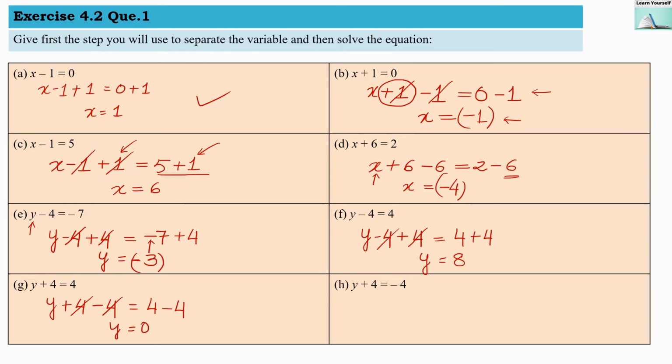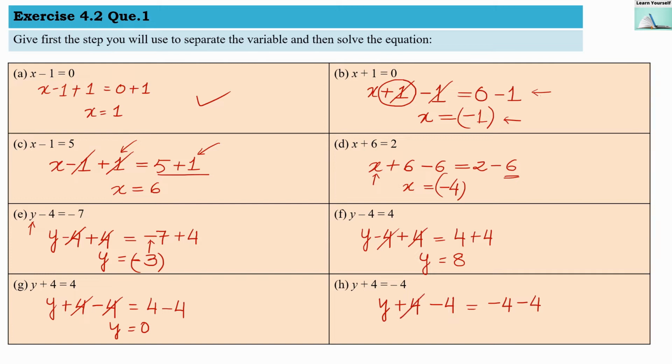Equation H is y plus 4 equals to minus 4. So y plus 4 is already there. So I am going to subtract 4 here, and similarly towards RHS I am going to subtract 4. We cannot change the sign. Whatever sign we are using to separate the variable, same sign, same number, we have to use it towards the other side.